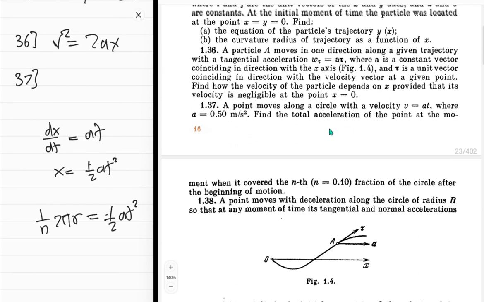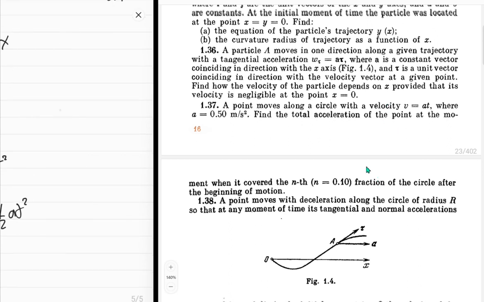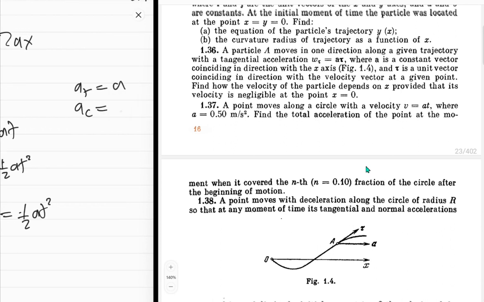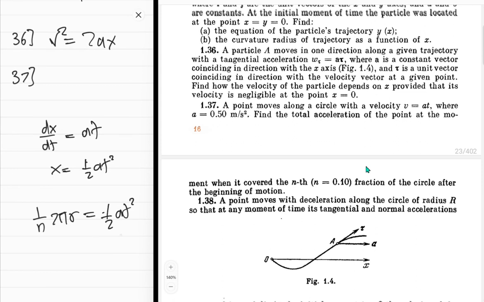So yeah, if we just want the acceleration of the point, you know what tangential acceleration is? Tangential acceleration is just a, and the centripetal acceleration will be v squared upon r. So no problem. The tangential acceleration is a, and what is centripetal acceleration? It will be v squared upon r. What is v squared right now? That will be a squared t squared upon r. So a squared t squared upon r. We can definitely do it.